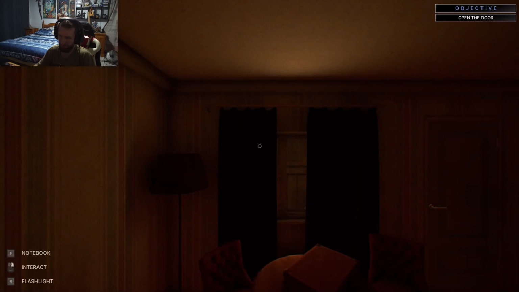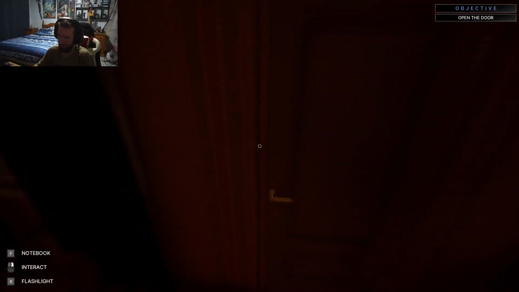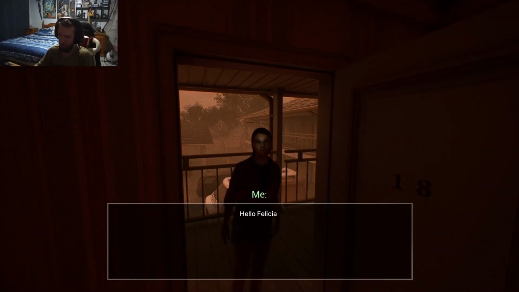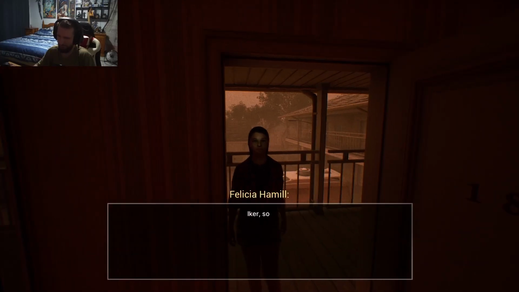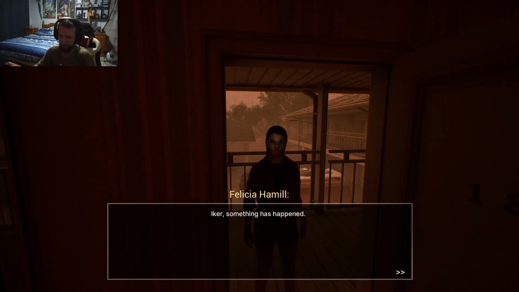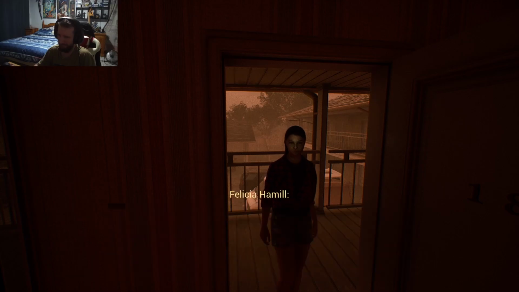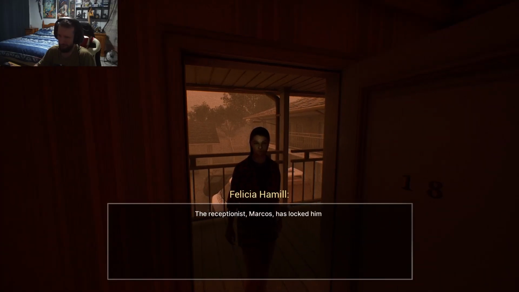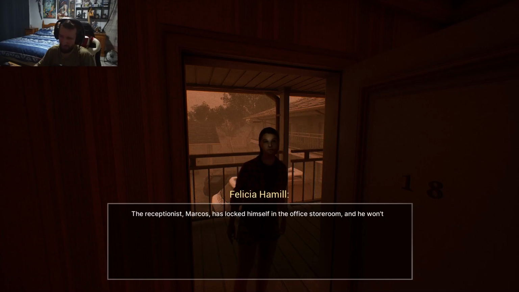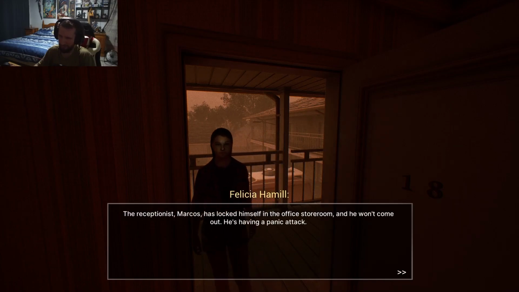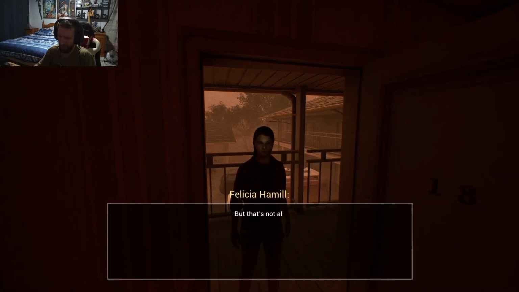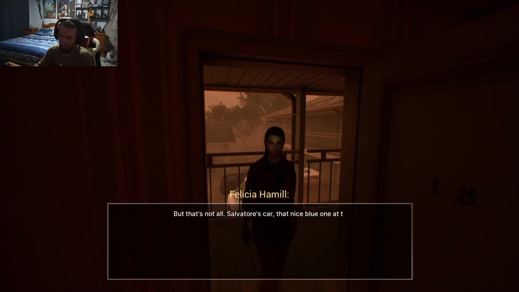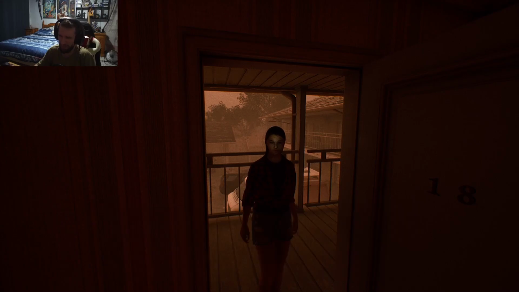Knocking on the door. Hello? Oh! Hello, Felicia! No need to knock so hard on the door. What's going on? Iker, something has happened. What's happened now? What do you mean? The receptionist, Marcos, he's locked himself in the office storeroom. And he won't come out. He's having a panic attack. Really? I'll go talk to him. But that's not all. Salvatore's car, a nice blue one at the entrance, is wrecked.